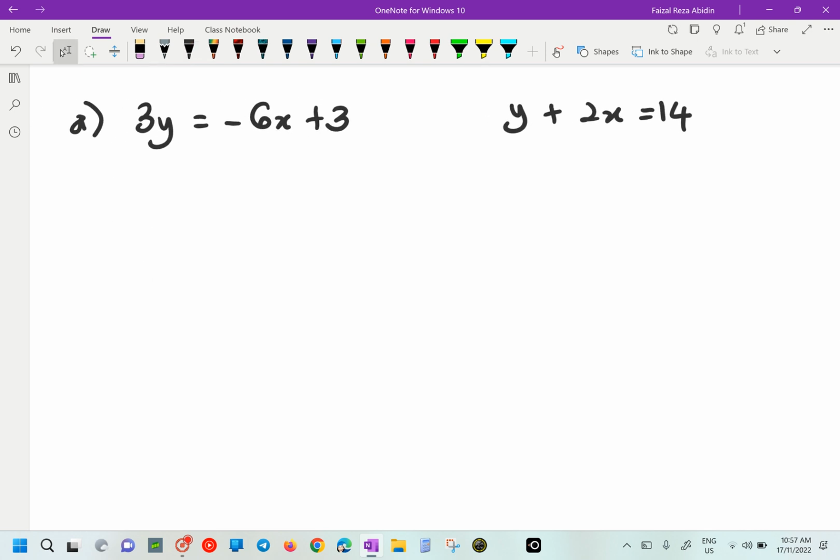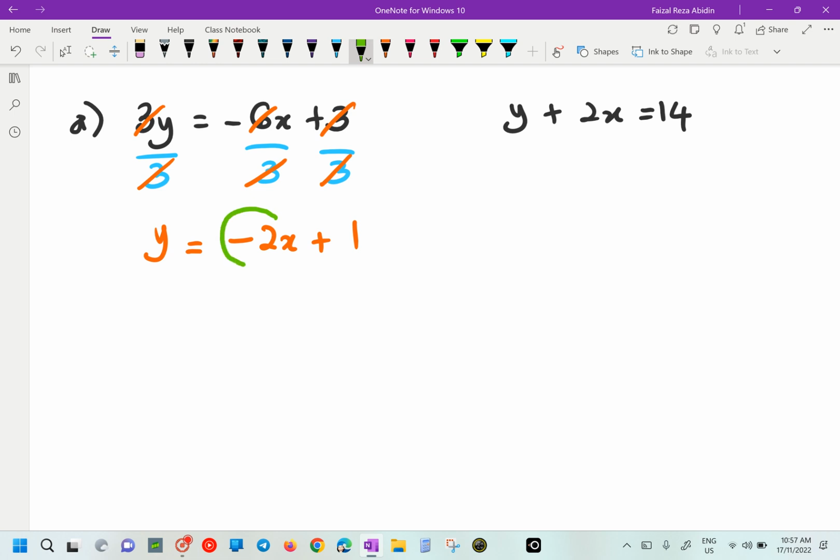So can we compare our gradient now? Cannot yet. For the first equation there we are going to divide by 3, isn't it? So if you divide by 3 over here, we are going to get y equals to negative 2x plus 1. Okay, so where's your gradient for the first equation over here? Negative 2. Your gradient here is going to be negative 2.